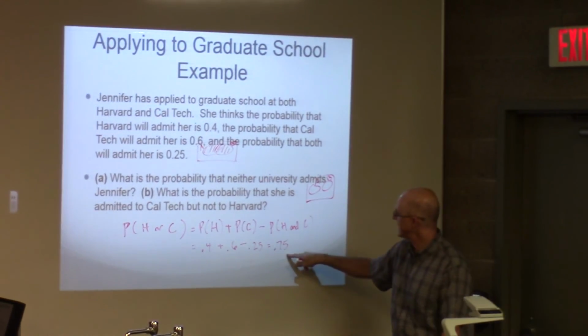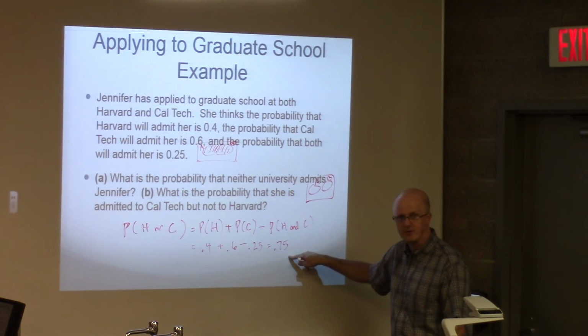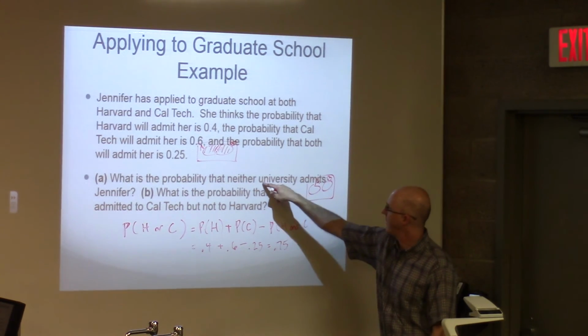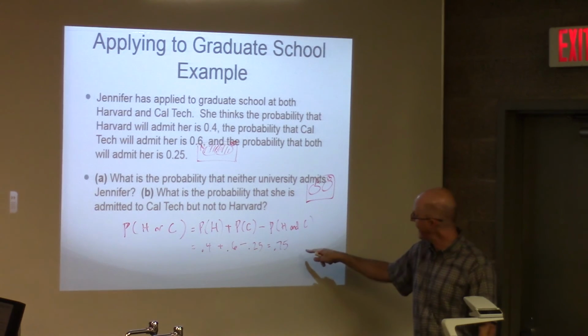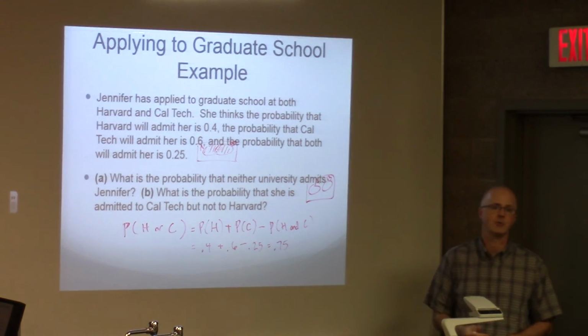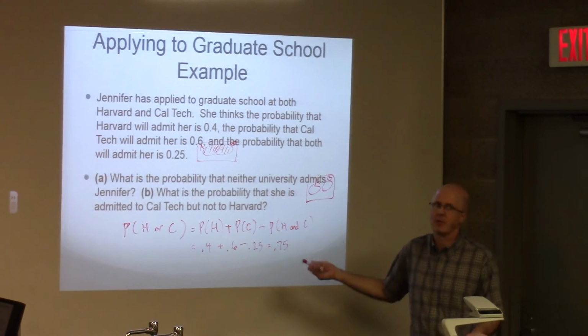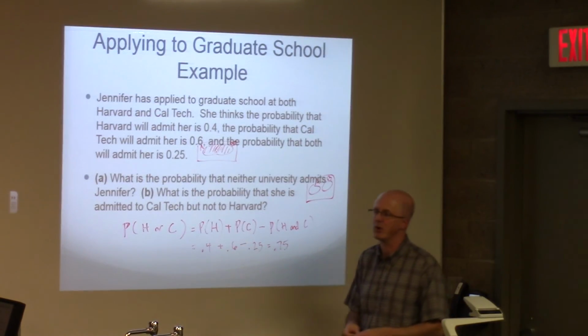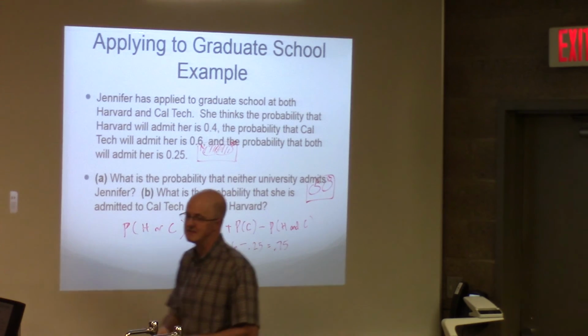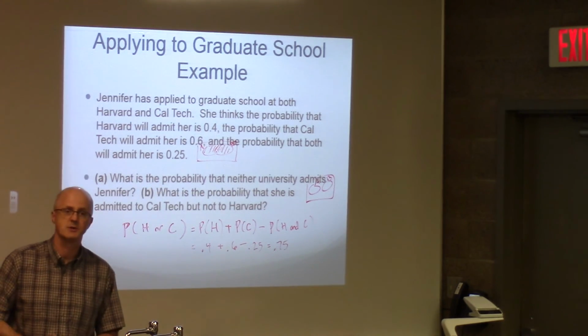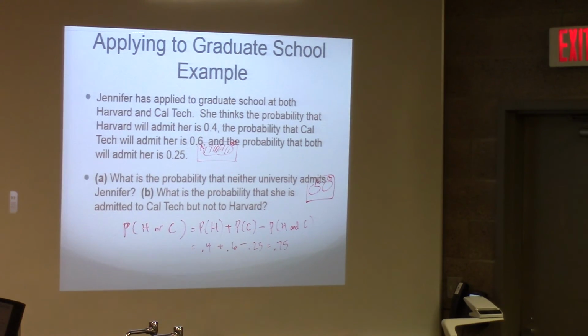This is the probability that she's admitted to one or the other or both. What's the probability that she's admitted to neither? 1 minus that. 0.25 was the answer to part A. So you also can solve that with the formula, but I think the Venn diagram approach, for simple situations at least, is simpler than the formula approach, though you should be comfortable with both.